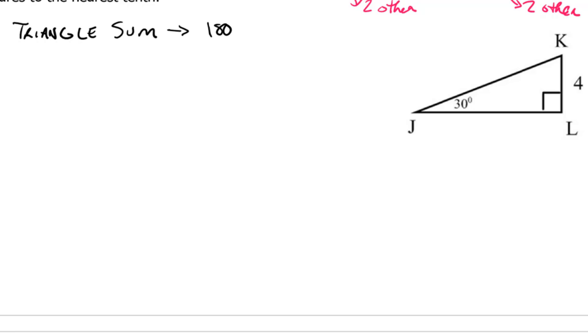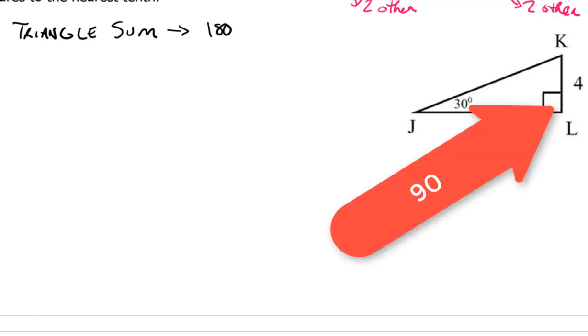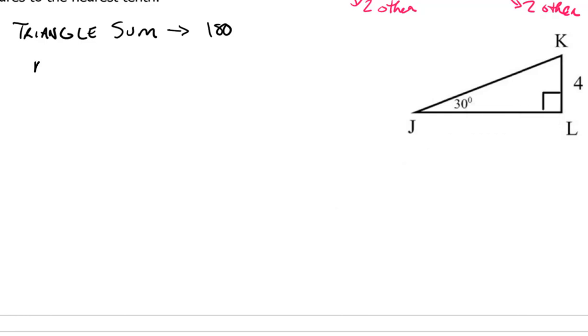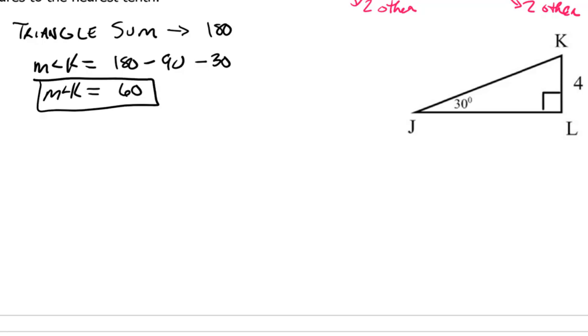So the angle that I have is angle J. Now remember, that little box in the corner by angle L means 90 degrees. So we know those two angles, so we'll use the triangle sum theorem to find the value of angle K. The measure of angle K is going to be 180 minus the 90 degrees minus the 30 degrees that we're given. That's 60 degrees right there. So the measure of angle K is 60 degrees. We're done with that. That was the easiest part.